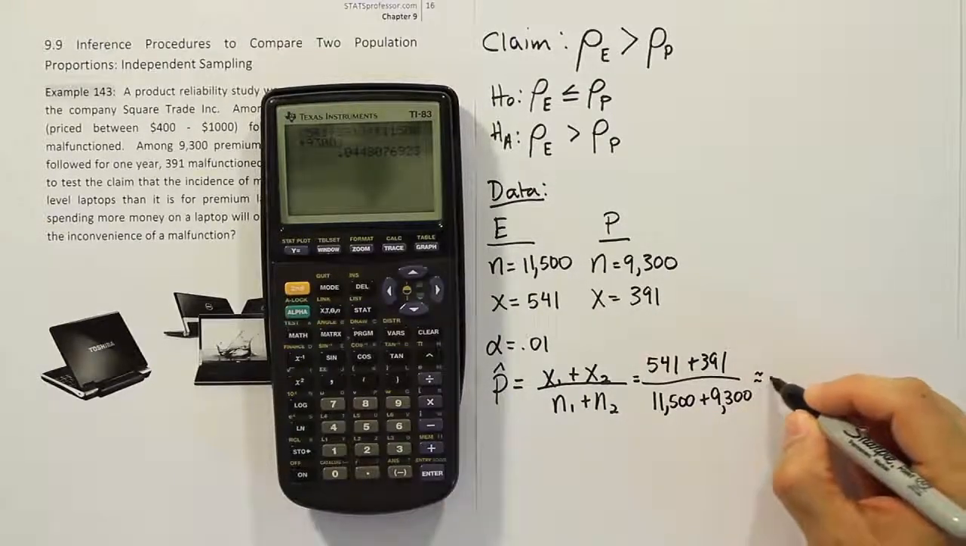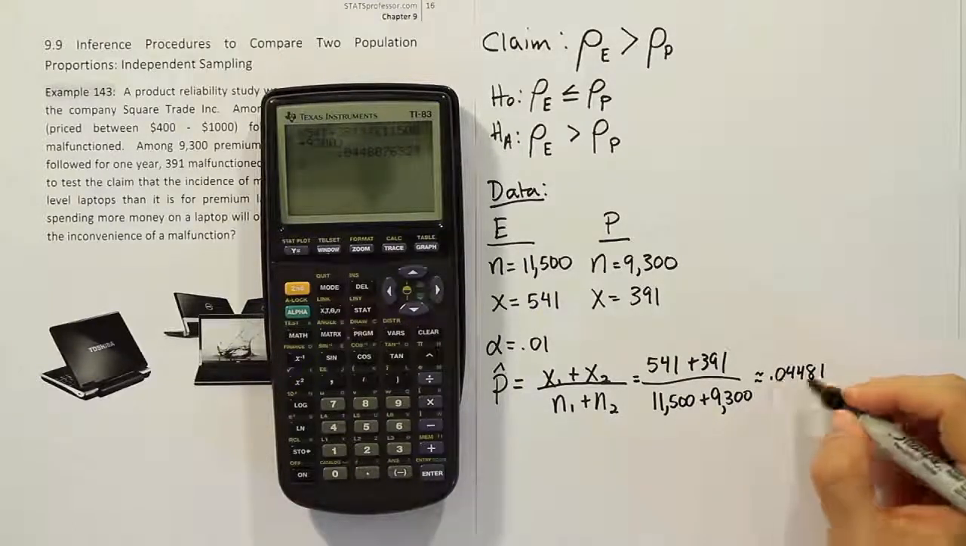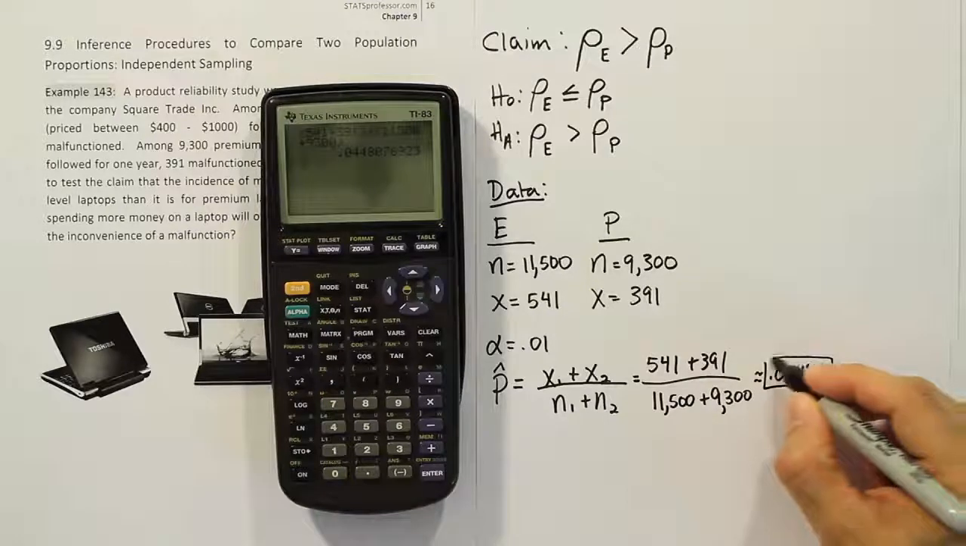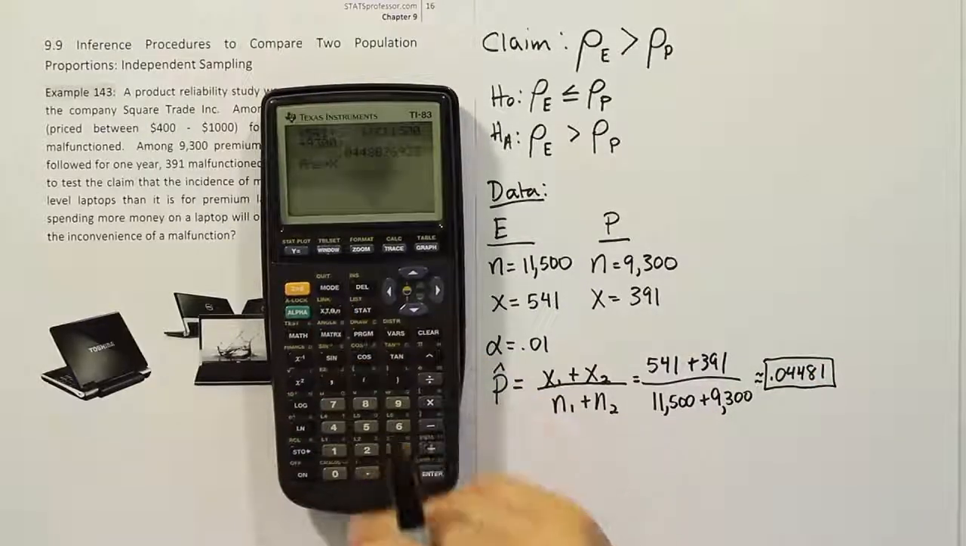So we'll say 0.0448, and I'm going to round to 1 here just to round it off a little bit. I'll actually store that in my calculator though, so I have it for later. So I'm just going to store that so I know that I have it for the next step.